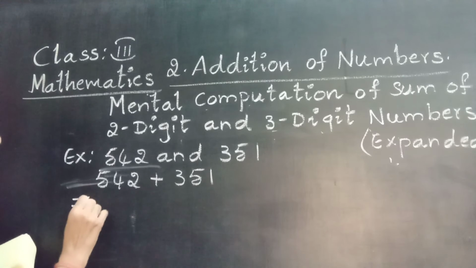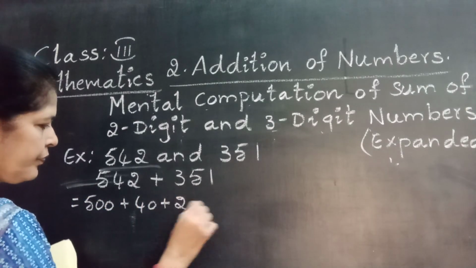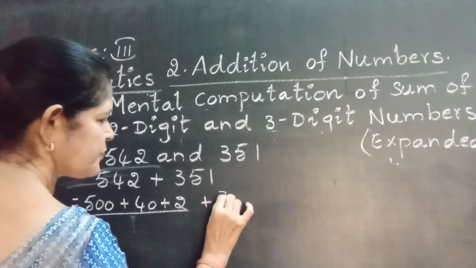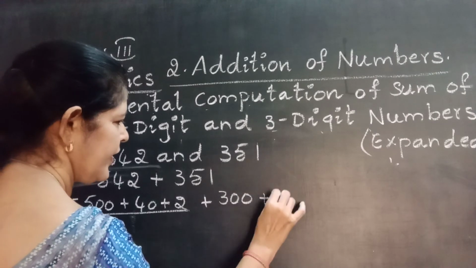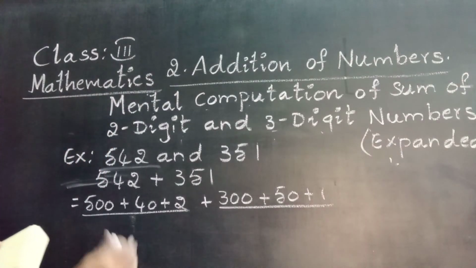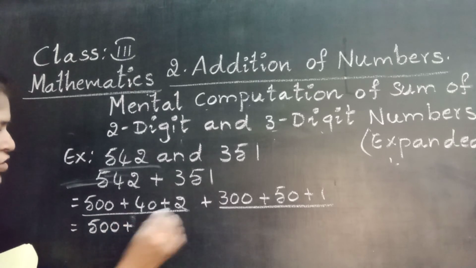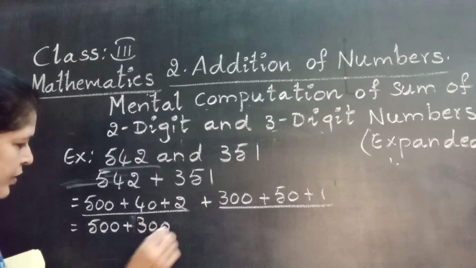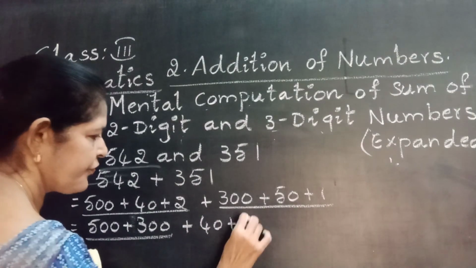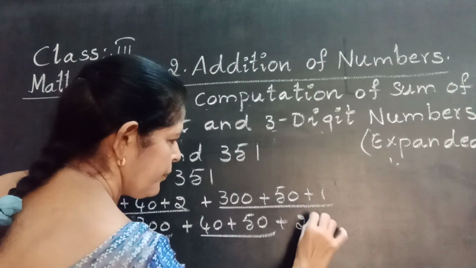Write the expanded form: 500 plus 40 plus 2, this is the expanded form of the first number. Now the expanded form of the second number: 300 plus 50 plus 1. Understood? Now put together hundreds, 500 plus 300. Now take tens, 40 plus 50. Now take ones, 2 plus 1.